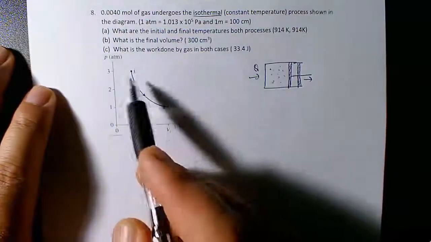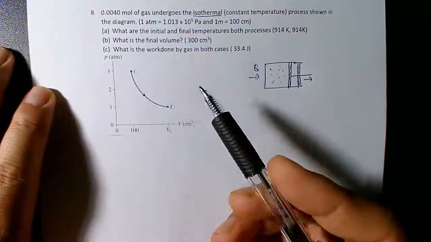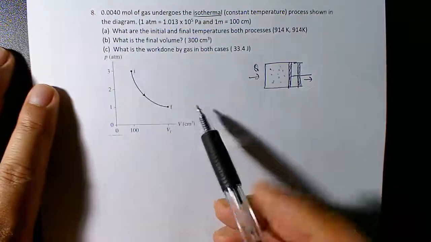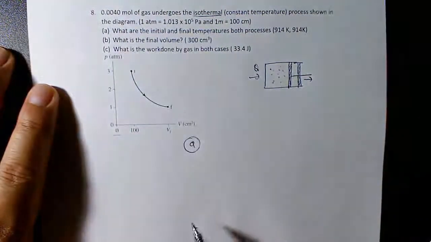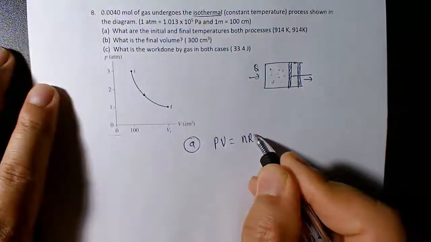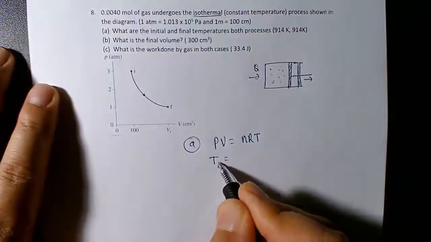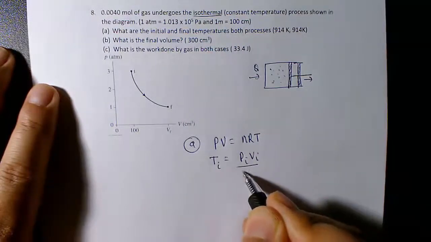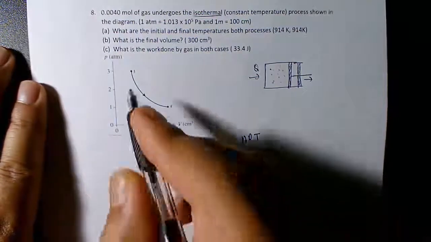Okay, so here's the first question. What are the initial and final temperatures? We obviously know the initial and final temperatures must be the same because it's an isothermal change. So using again PV = nRT, this is our main equation. To find the temperature, what do you need? We are finding the initial temperature, so you need the initial state: initial pressure times initial volume divided by nR. nR remains constant. Only pressure and volume will change here.